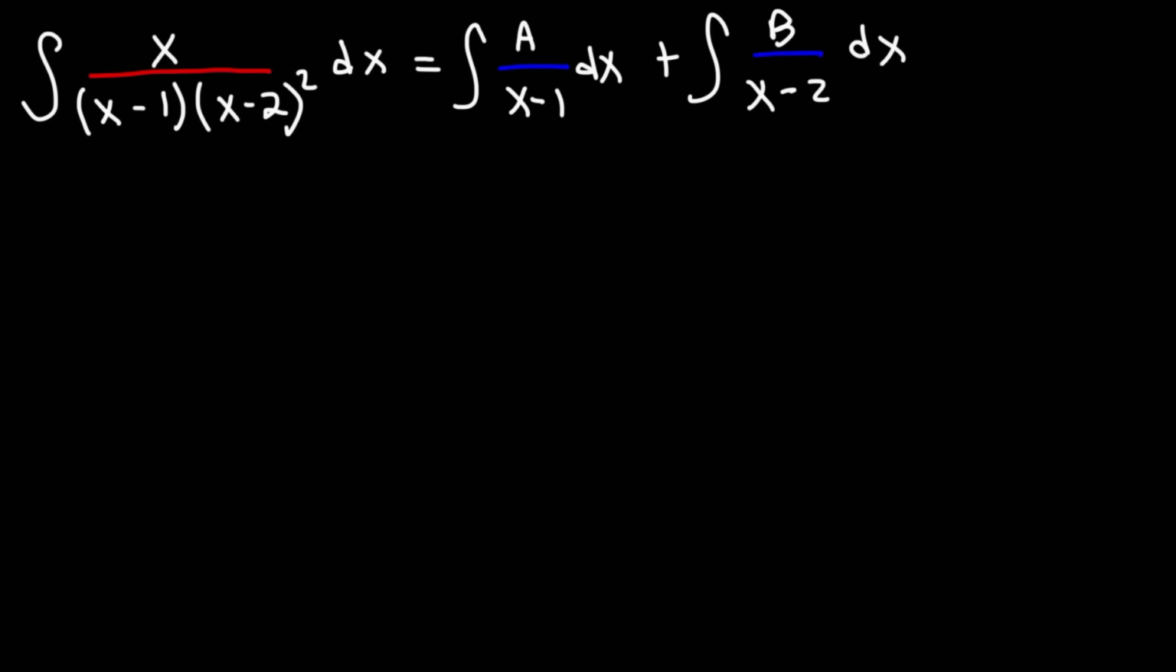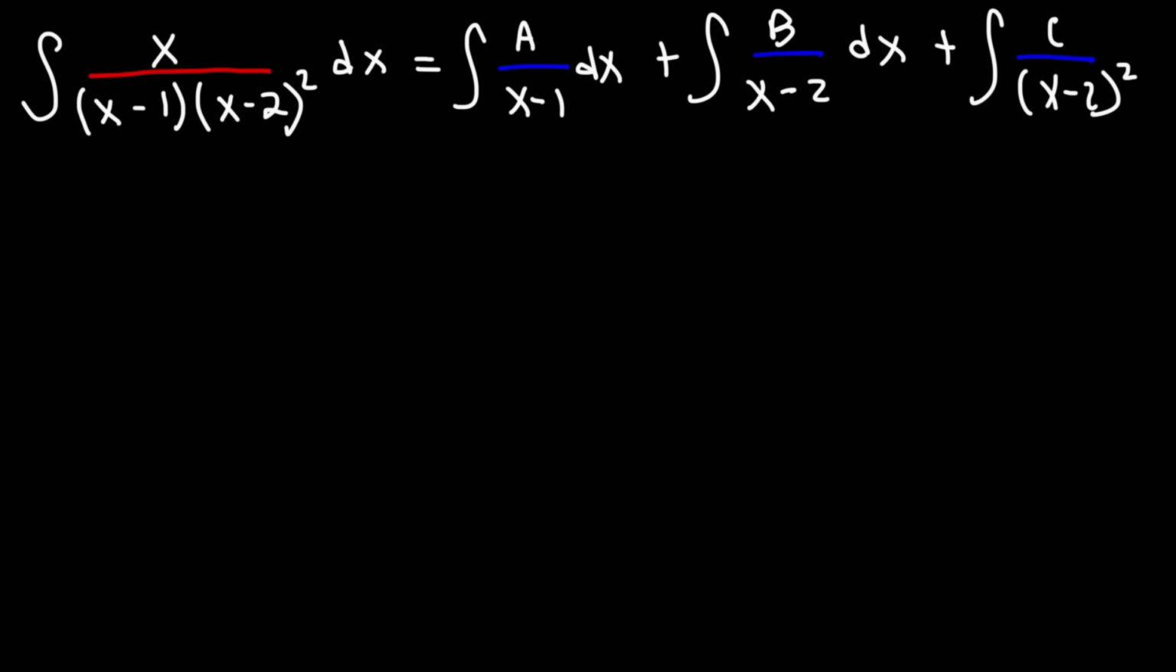And since it's x minus 2 squared, we're going to have another fraction. This one's going to be c over x minus 2 squared. So that's what you need to do if you have repeated linear factors.